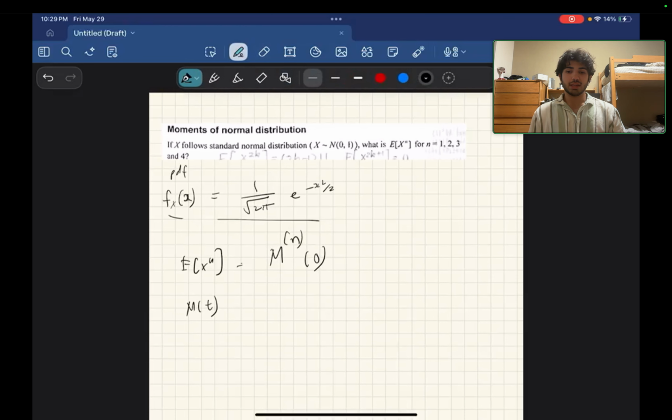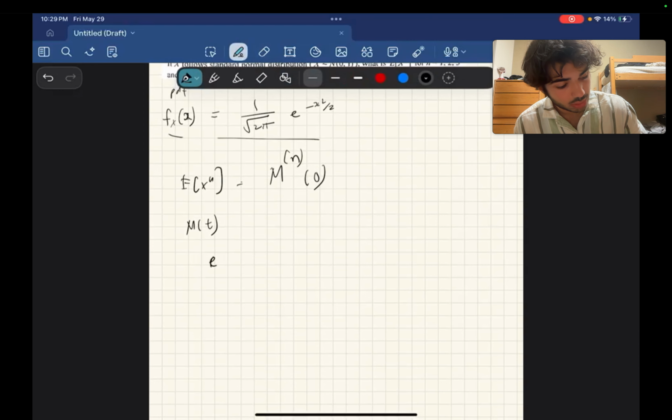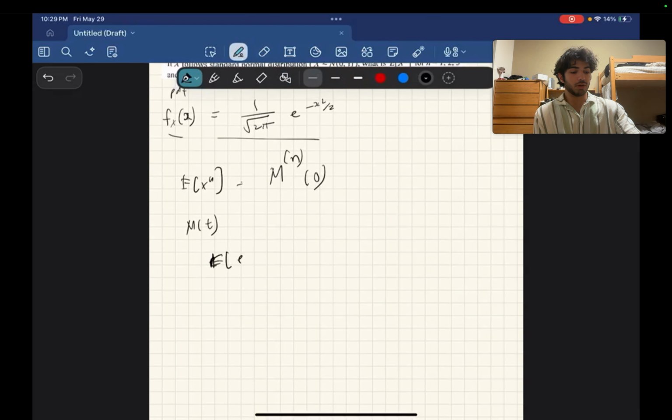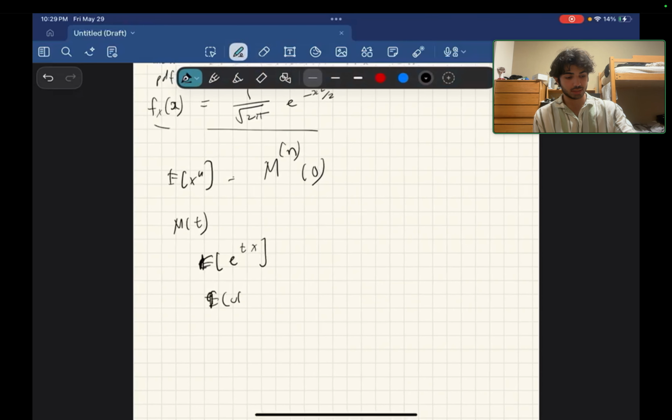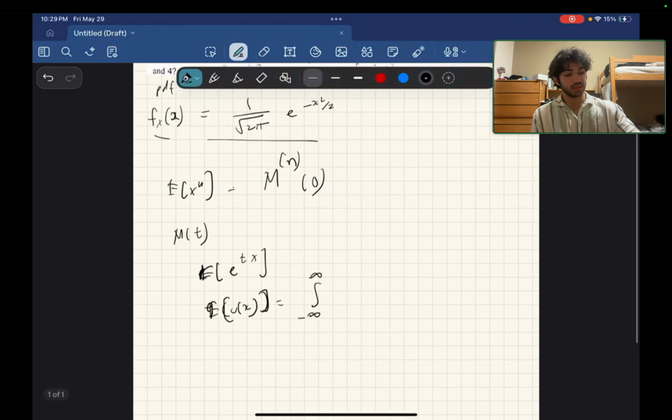So we have to find said moment generating function, and how we do that is we take the expectation of e to the tX for this distribution. If you know how to find the expectation of some function of a distribution, for example the expectation of some u of x, that is going to be the integral from negative infinity to infinity of said function times the probability density function of the distribution.